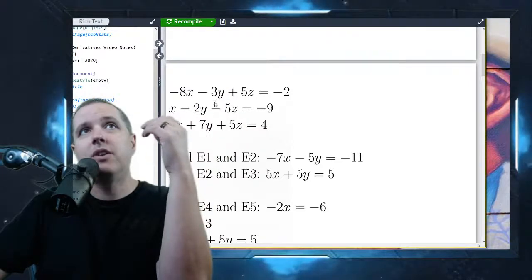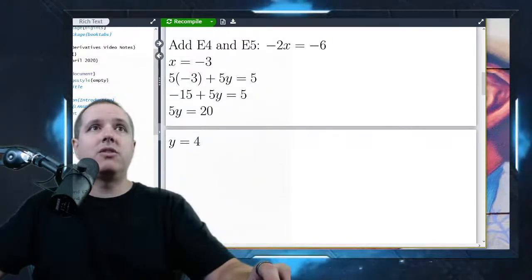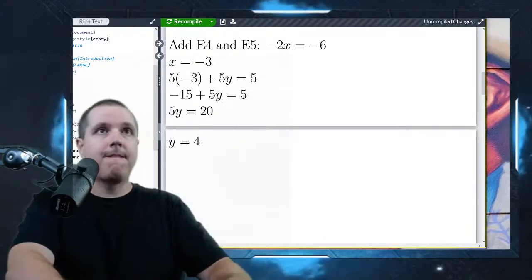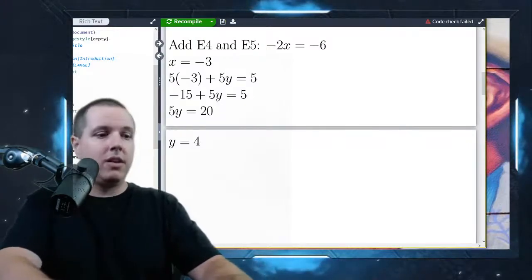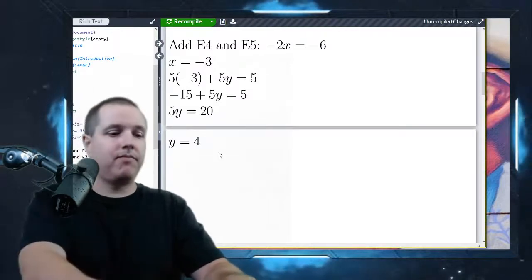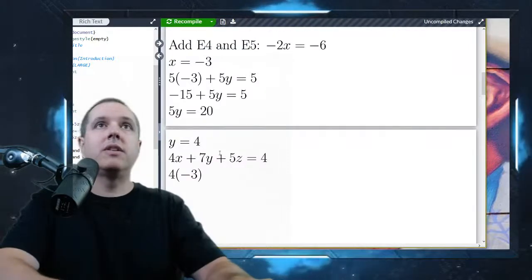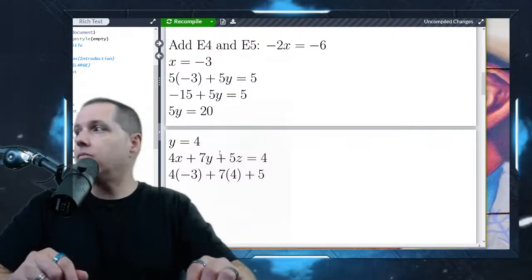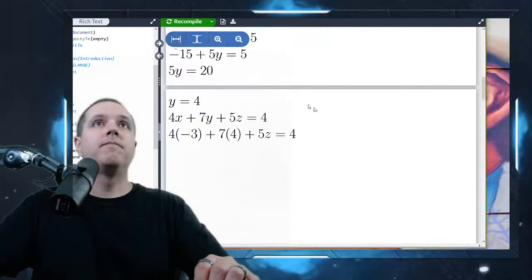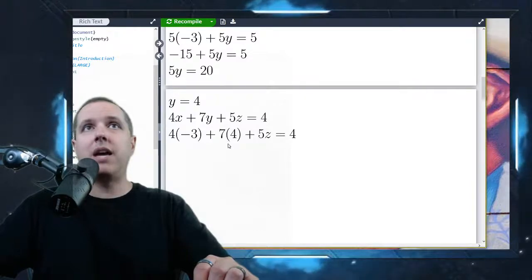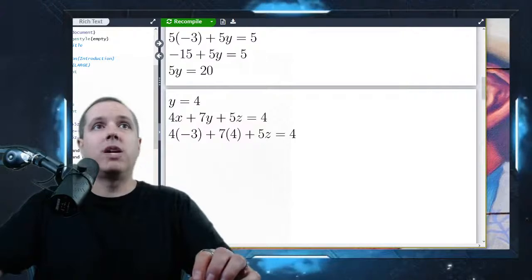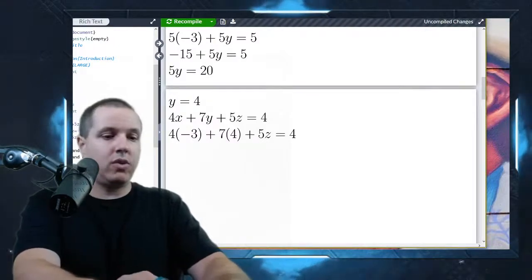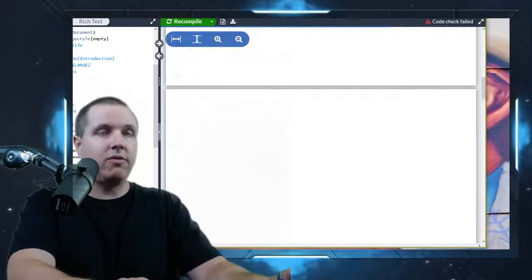Let's do the third one. 4x plus 7y plus 5z. So let me grab this one. So that's plugging things in. That's going to be 4 times, let's see, x was negative 3. Negative 3 plus 7 times 4 plus 5z equals 4. Right? So I'm just taking one of the original equations, I'm plugging in my x and y value, and we're going to solve for z now. So when I do that, I get what? Negative 12 plus 28 plus 5z equals 4.